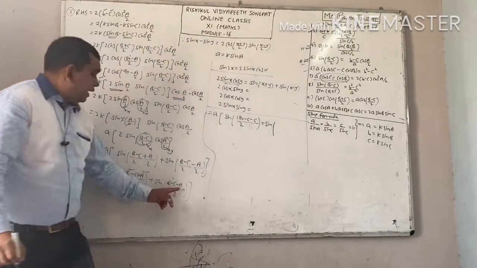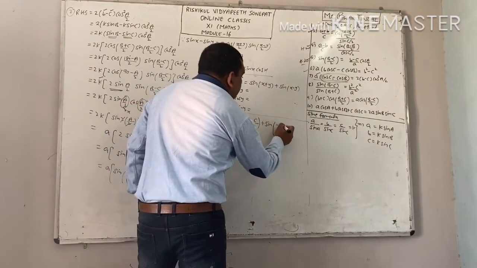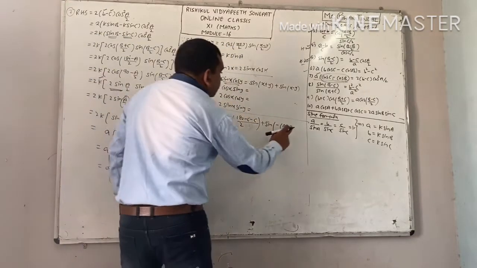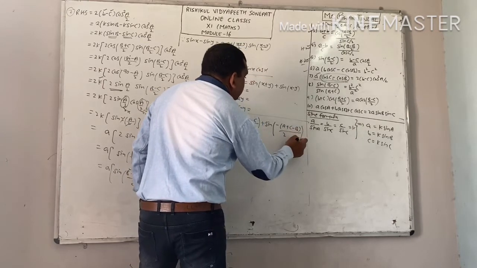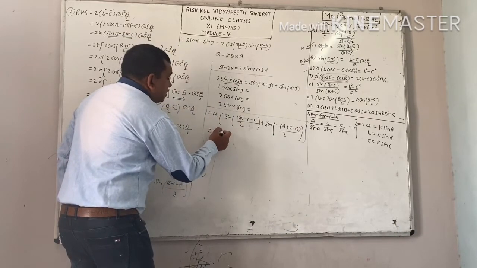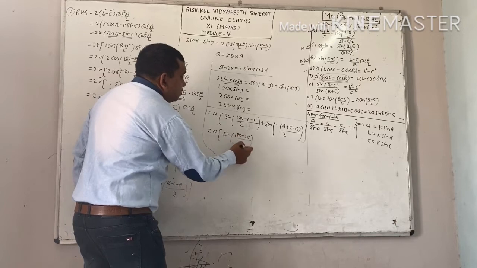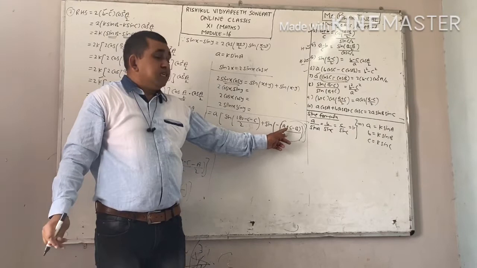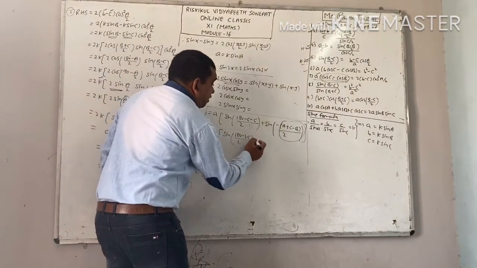Here take negative sign as common. You will get a plus b, a plus c minus b divided by 2. Right? This is sine 180 minus 2c upon 2. Now let it be theta. Sine minus theta. Negative angle means fourth quadrant, and in fourth sine is negative. This negative will come outside.